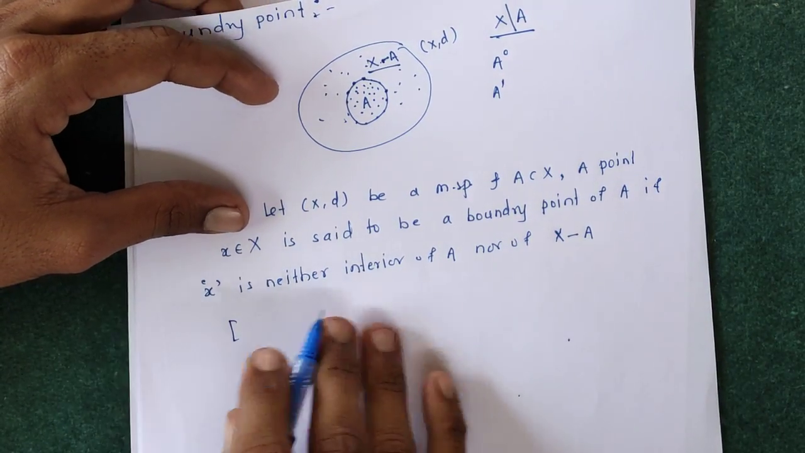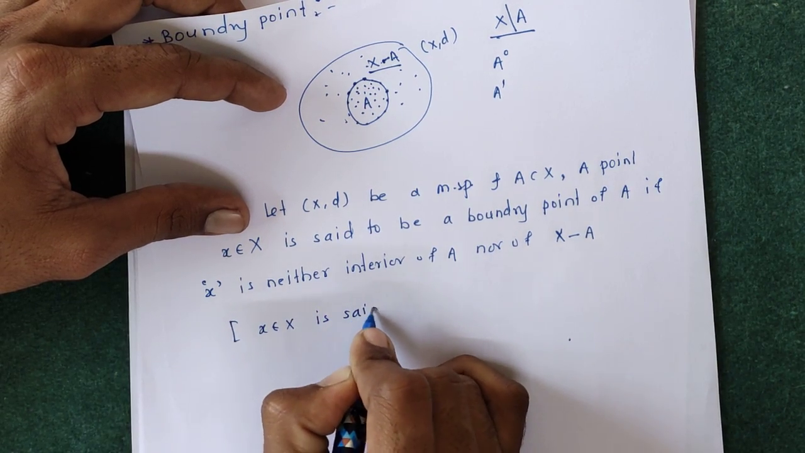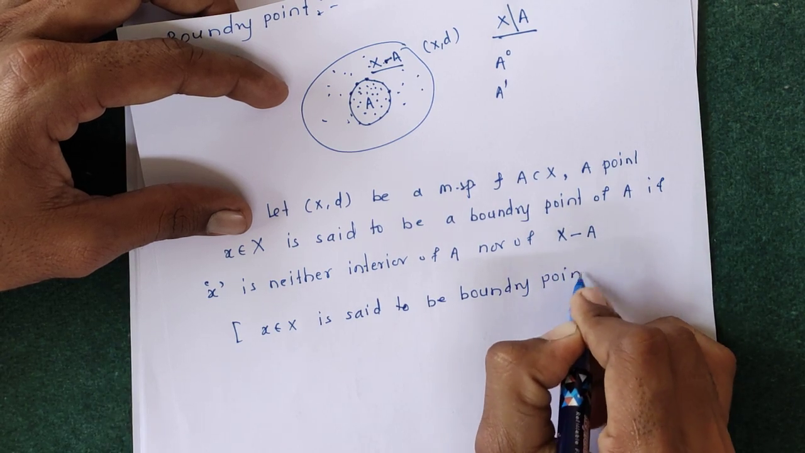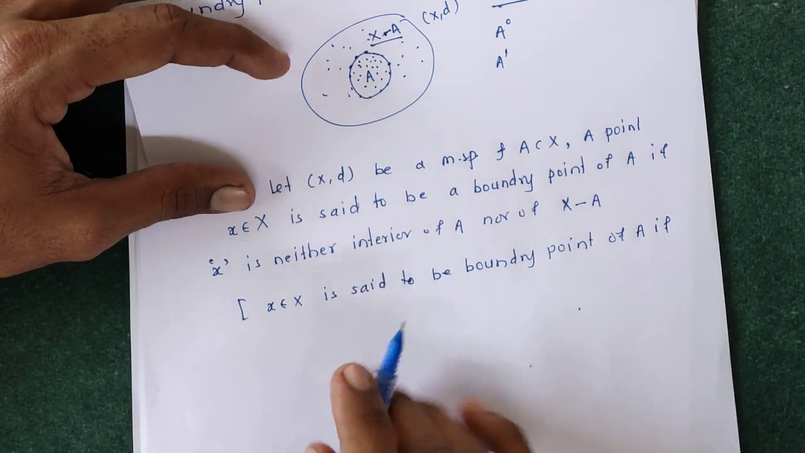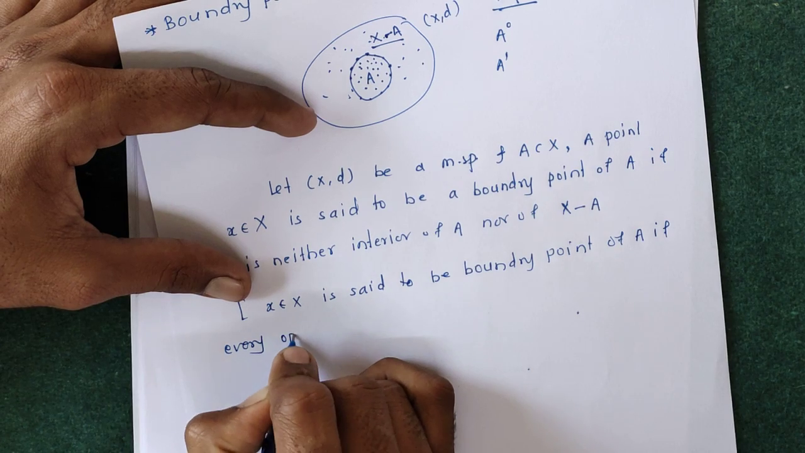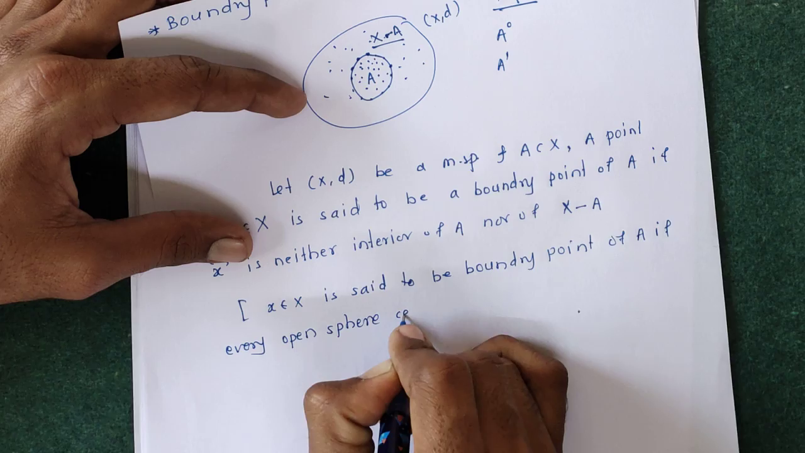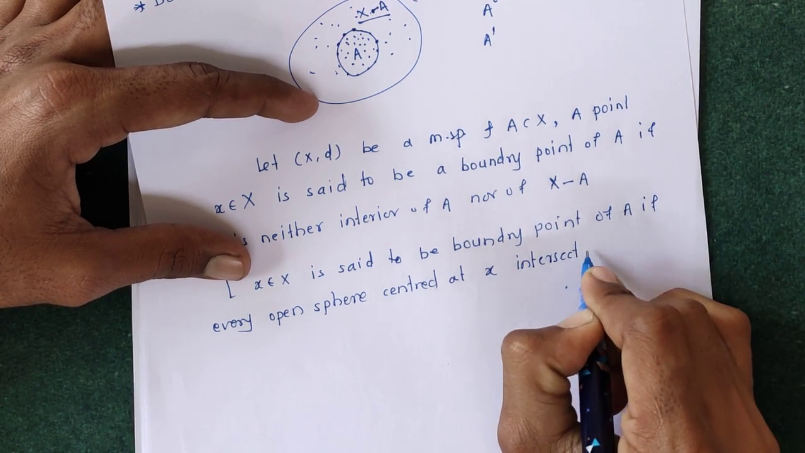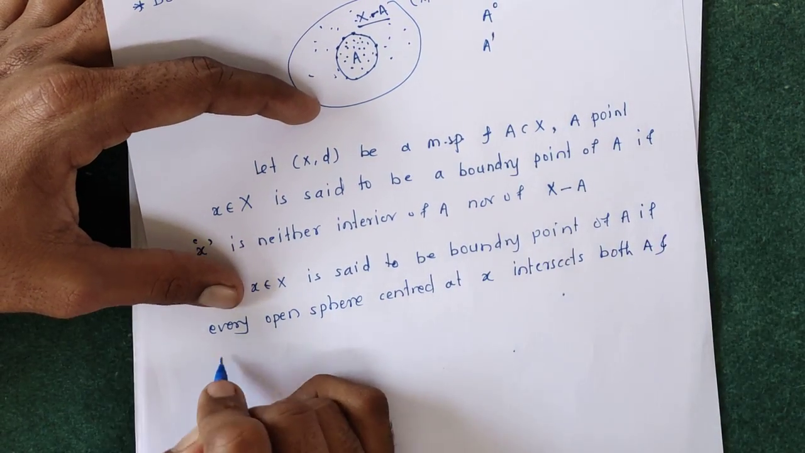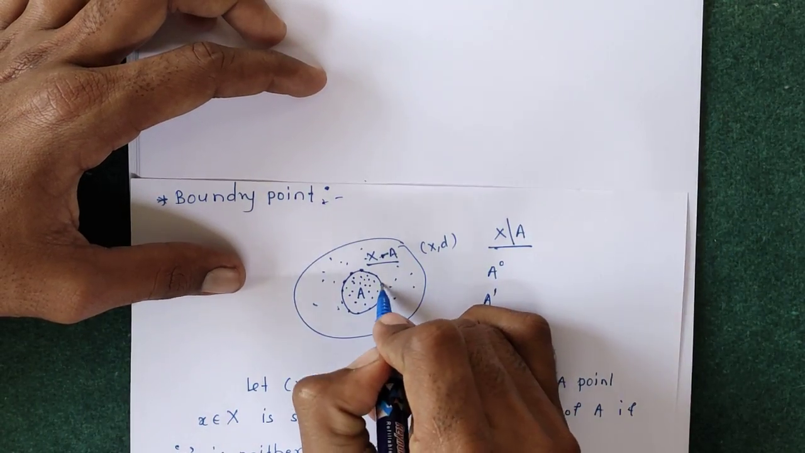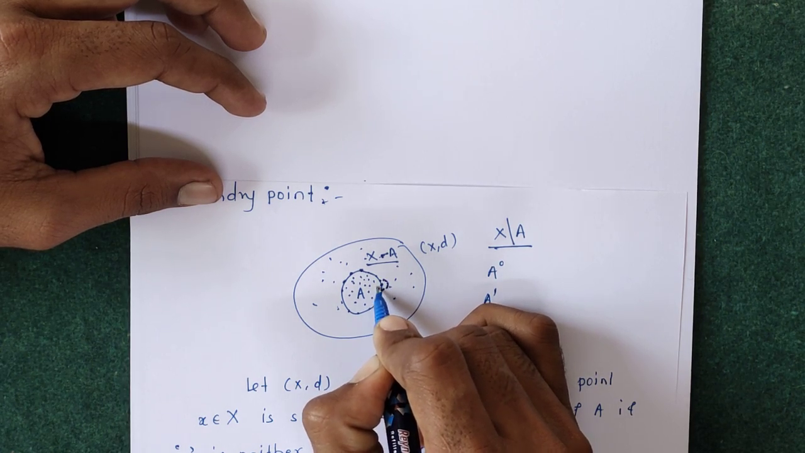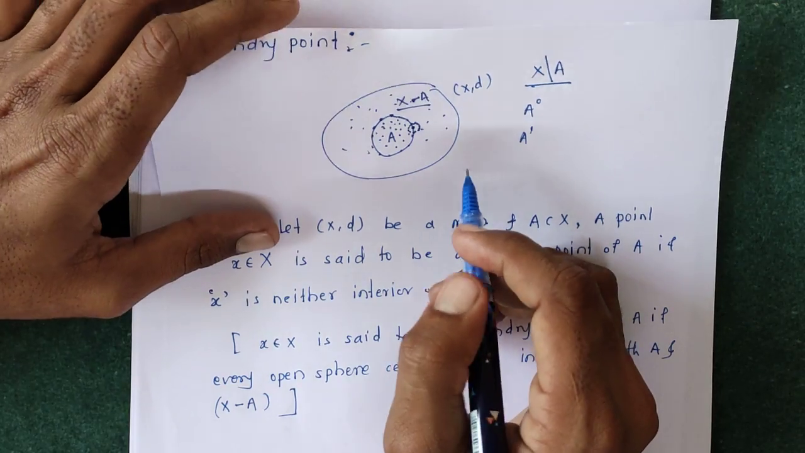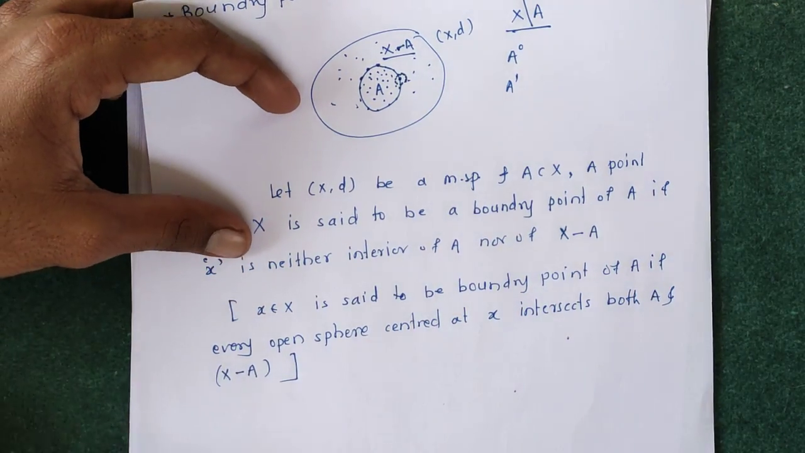Or we can write this definition in other words: x belonging to X is said to be a boundary point of A if every open sphere centered at that point x intersects both A and X minus A. If we draw the open sphere on the boundary point, then that open sphere must intersect A as well as X minus A. So the intersection with A is non-empty and the intersection with X minus A is non-empty. So x is said to be a boundary point whenever any open sphere centered at x intersects A as well as X minus A.